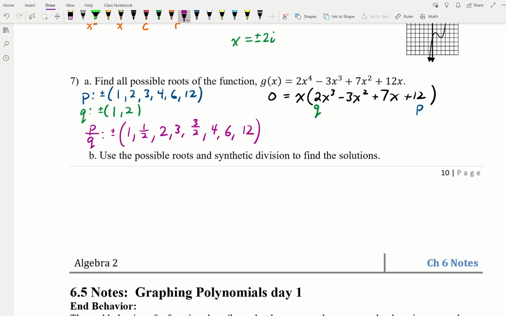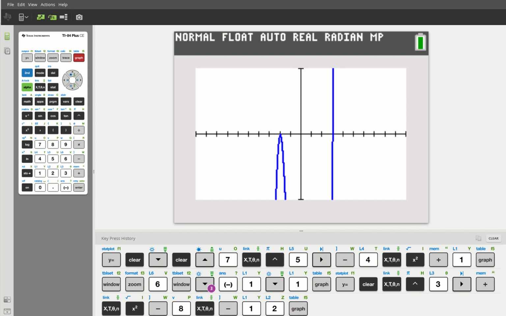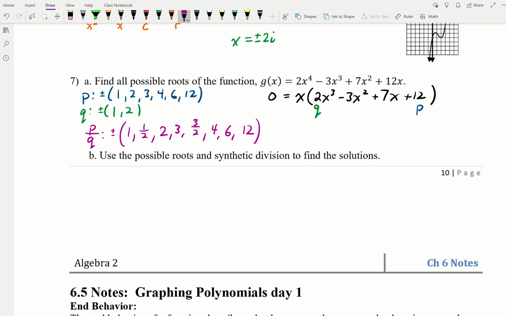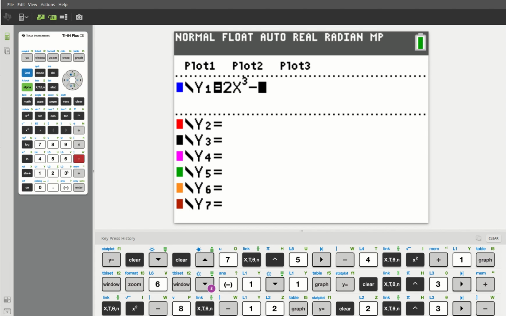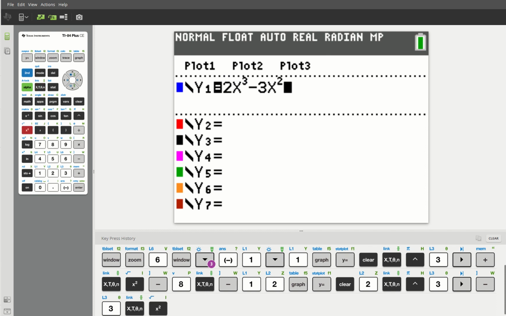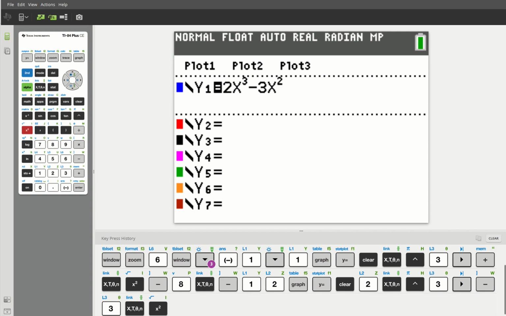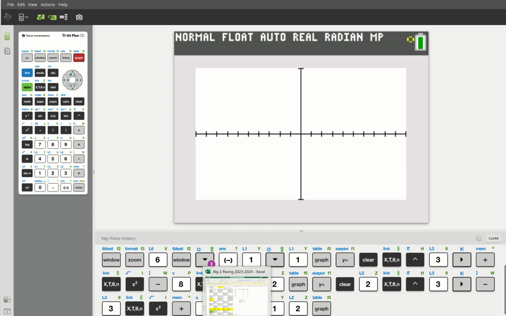Now, I could go through the whole process of doing synthetic division. But again, for the sake of the video, I'm going to go ahead and use the graphing calculator to graph this and just get an idea of where it's crossing the x-axis. So we've got 2x to the third power minus 3x squared, and then what was it? Plus 7x plus 12. Hit graph.